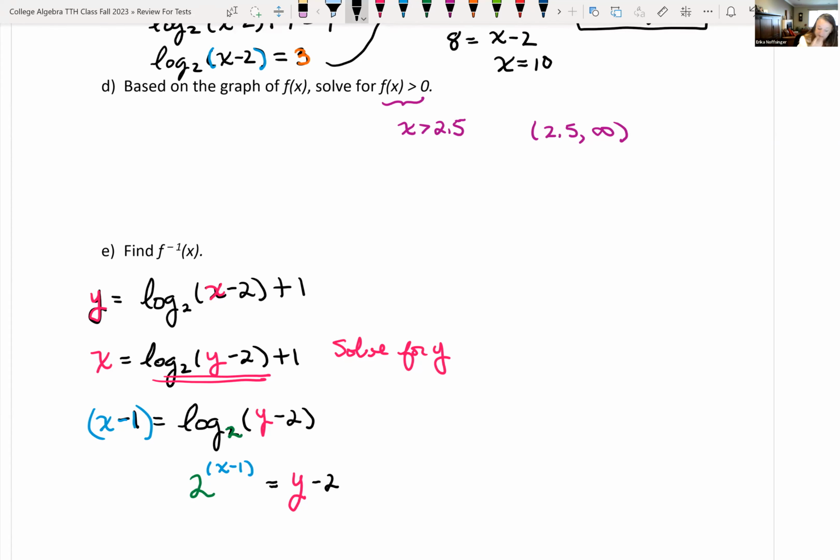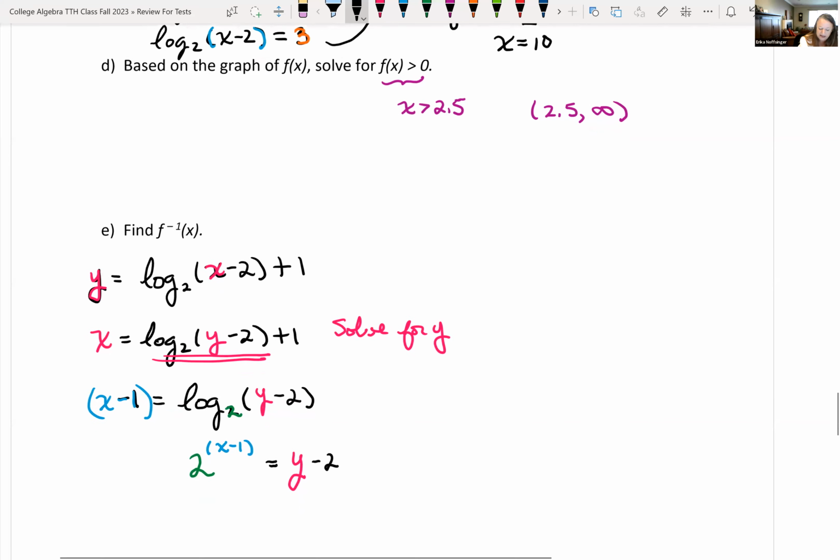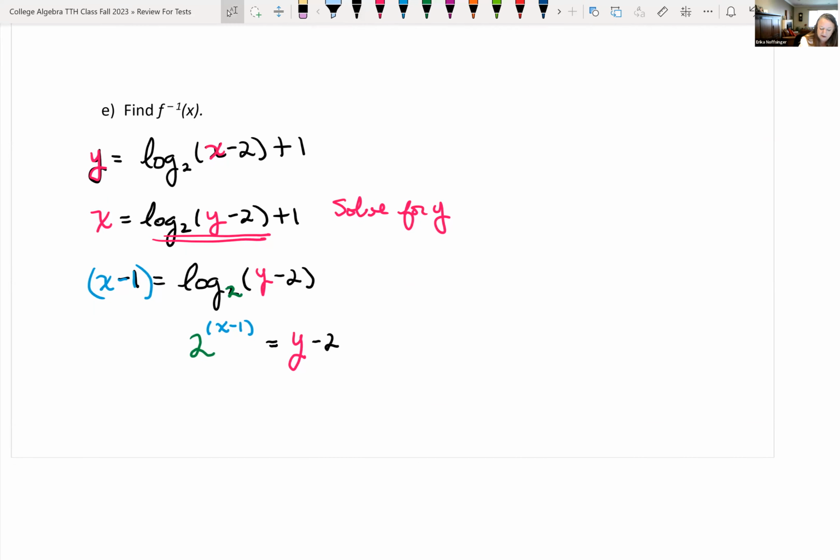So our goal is to solve for y. We're almost there. All we have to do now is add 2 to both sides of our equation, and we would get y by itself. So y, which is going to end up being our f inverse function, is equal to 2 raised to the x minus 1 power, and then plus 2.